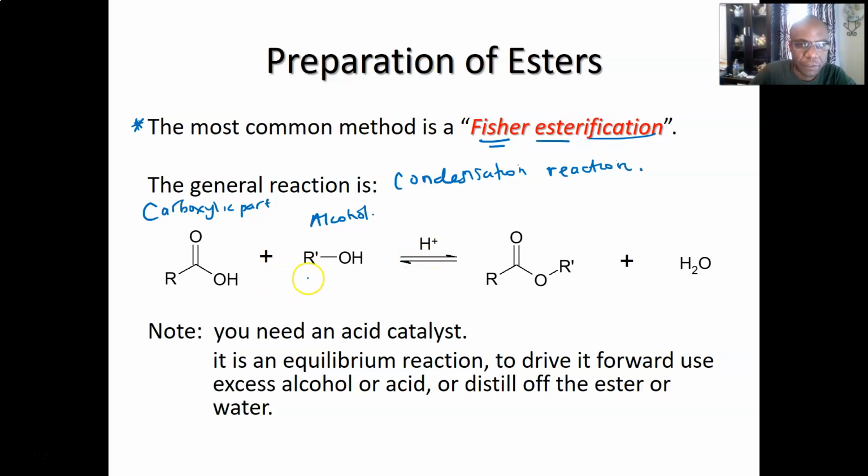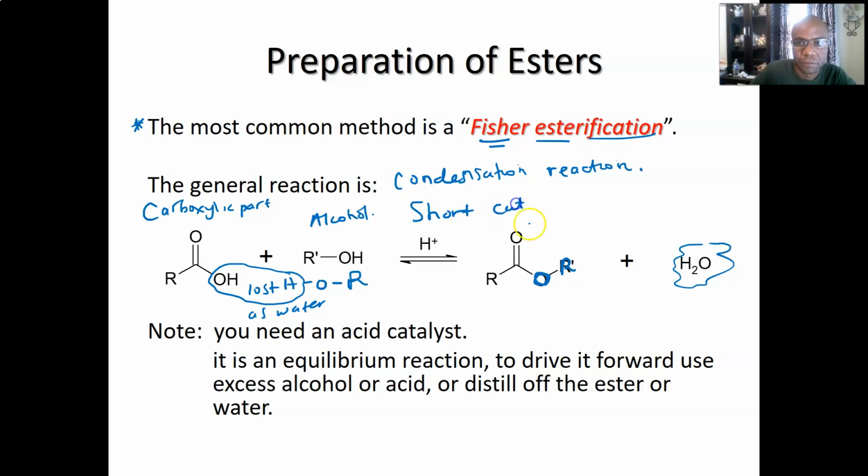Like I told you, the shortcut is very simple. Realign your molecule to where you can circle the water that's going to be lost. That will be lost as water, which is that. And then click the two parts together. So this is your OR group. That's a general shortcut to predicting the products.